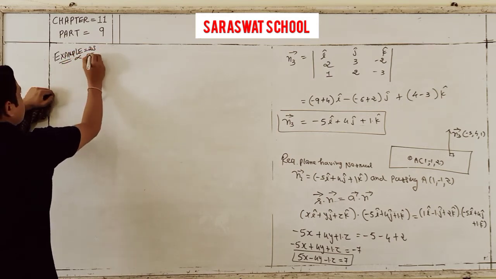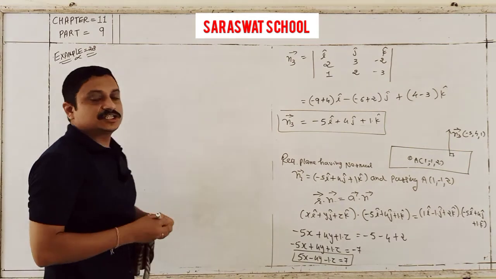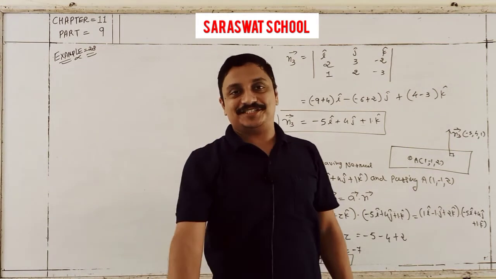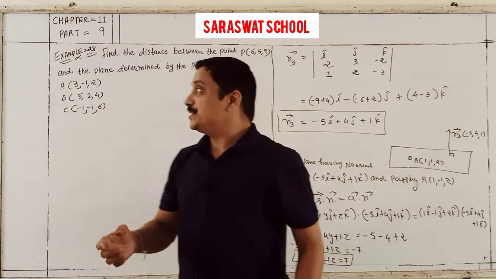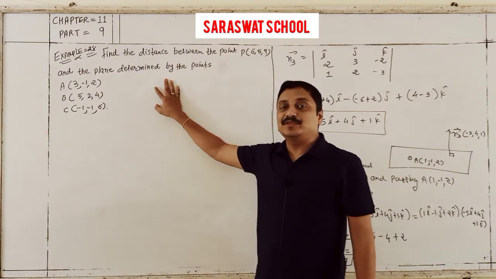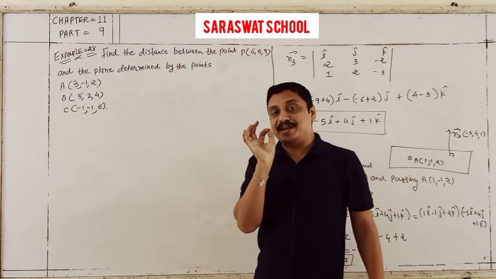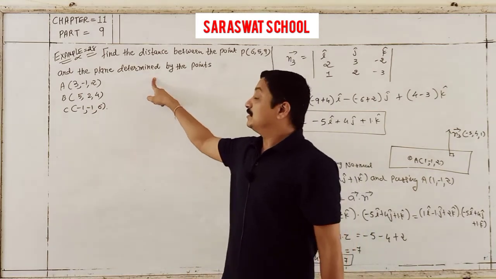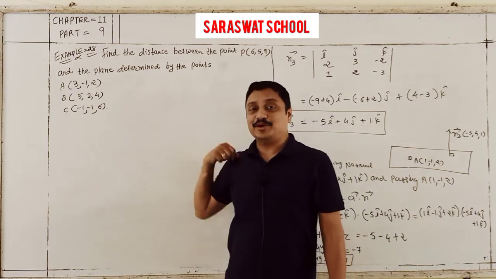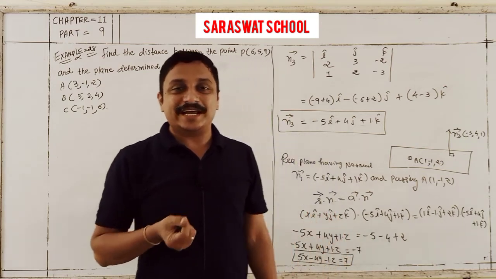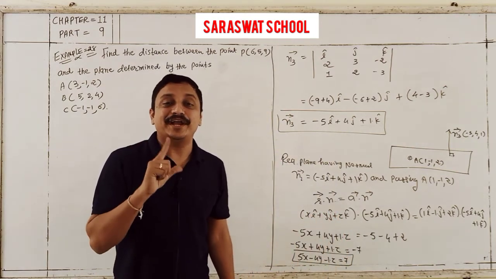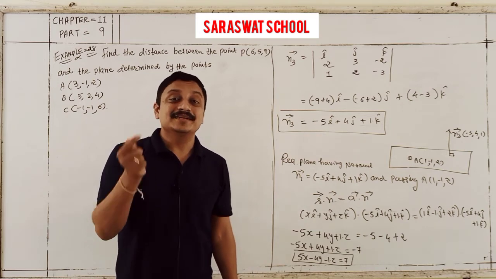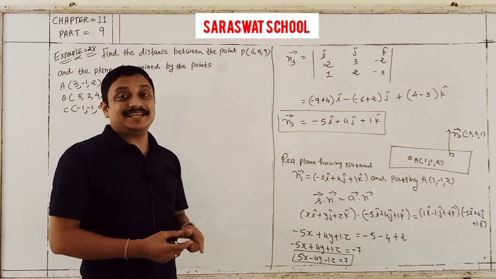Derive the plane, and after that find the distance from the given point. Now continue, students, in example 28: find the distance from the given point (6, 5, 9) to the plane determined by these 3 points. So first of all, I derive my equation of plane. After that I will find the distance from this plane to the given point P (6, 5, 9).